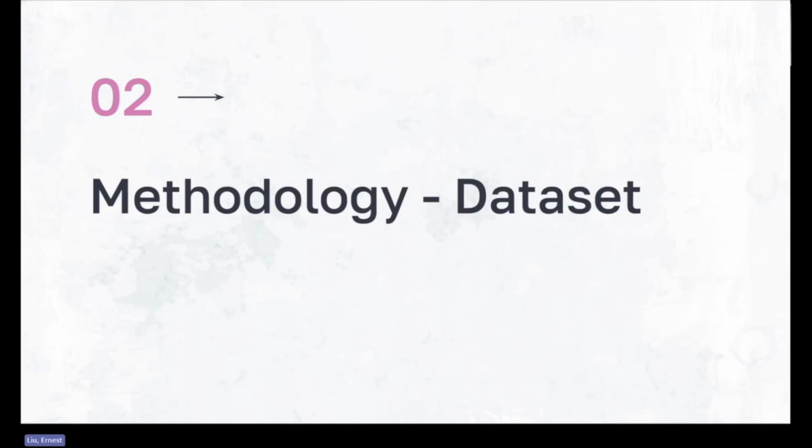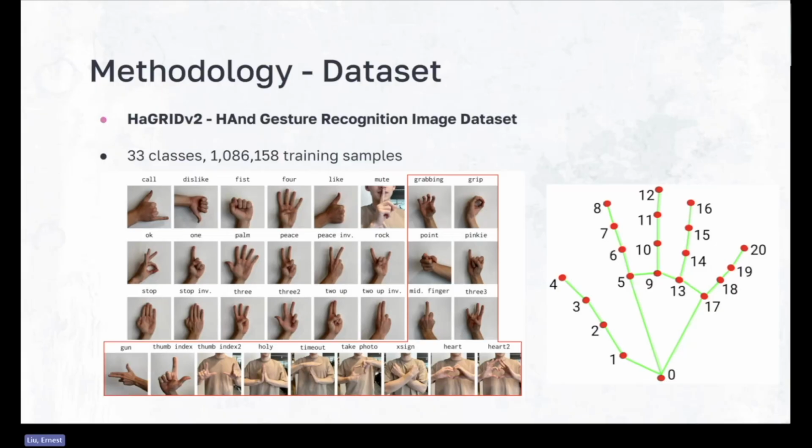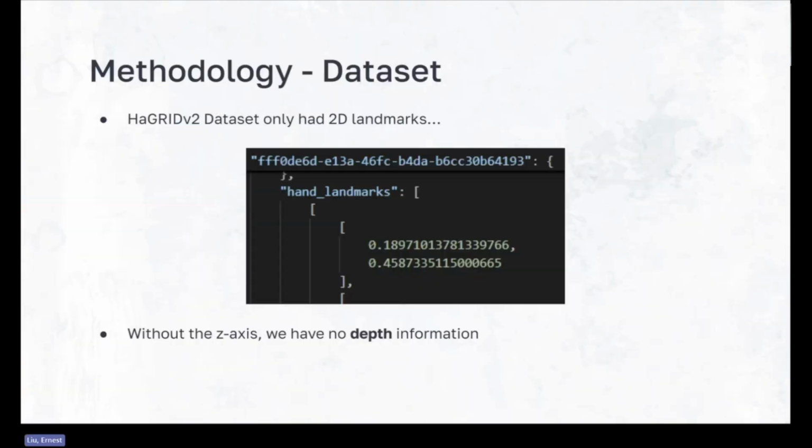I'll now be going over the dataset that we've used for our project, which is the HaGRID V2 dataset, which consists of 33 hand sign classes and over 1 million training samples. And as you can see on the image on the right, each image actually consists of 21 landmarks as well. And the HaGRID V2 dataset only has 2D landmarks on the x and y coordinates, and without the z-axis, we have no depth information.